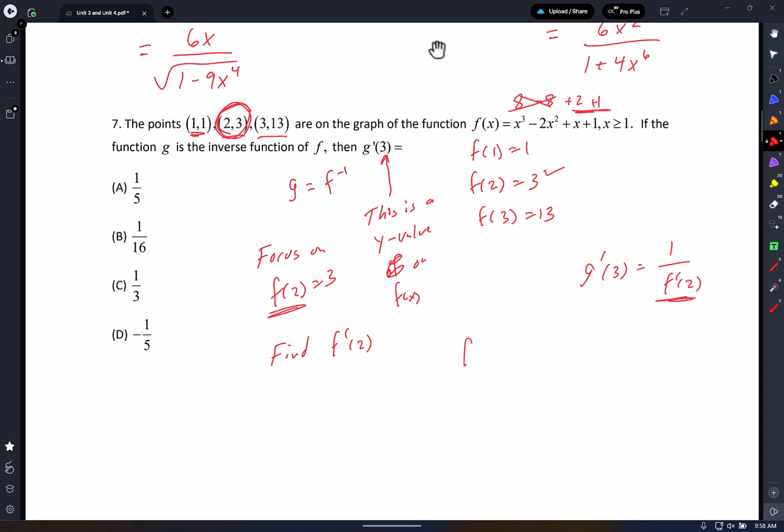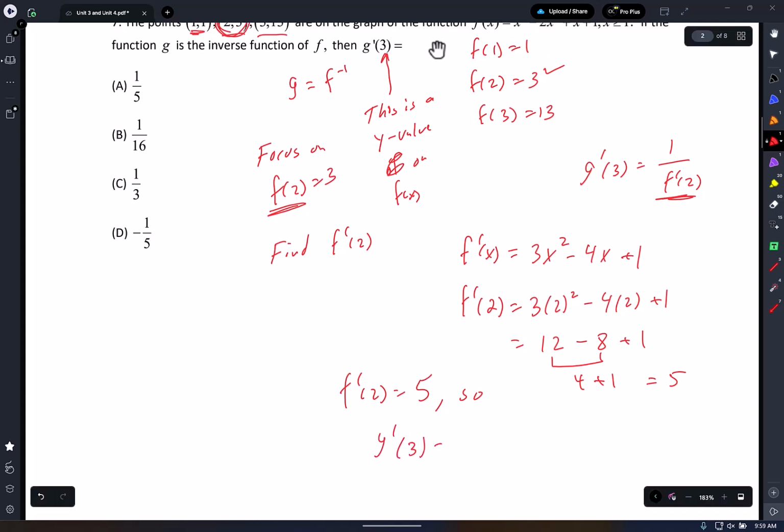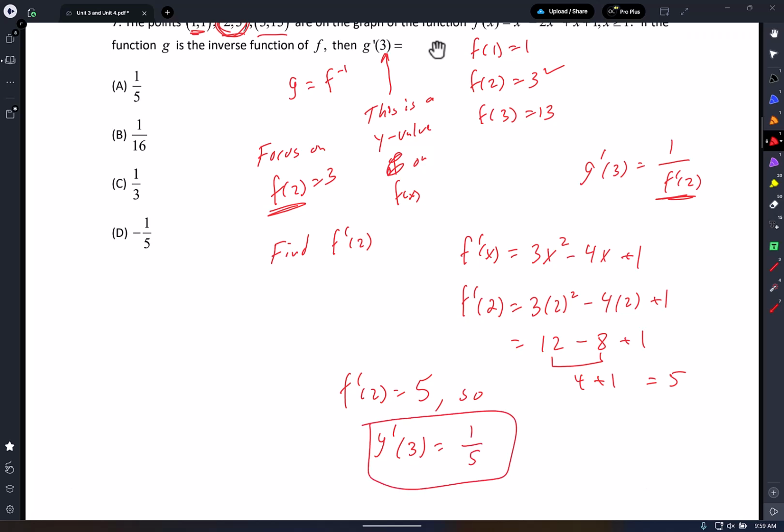So I'm going to take a derivative. Here it is: f prime of x equals the derivative of x cubed, which is 3x squared, minus the derivative of 2x squared, which is 4x, plus 1. All right, f prime evaluated at 2 is 3 times 2 squared minus 4 times 2 plus 1. So 2 squared is 4, 4 times 3 is 12, minus 4 times 2 is 8, plus 1. 12 minus 8 is 4, plus 1, I got 5. So f prime of 2 equals 5. So g prime of 3 equals 1/5. It's just a reciprocal of whatever you get there, guys.